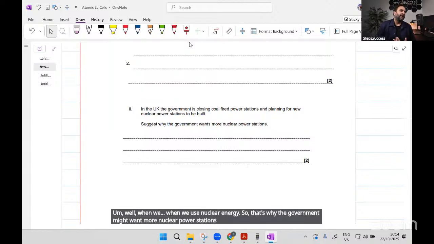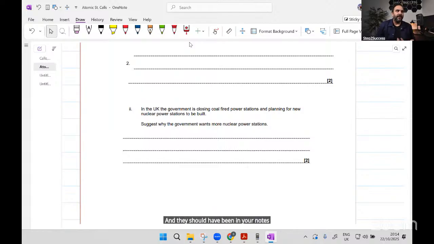Essentially, the question is, and there should have been in your notes, the advantages of nuclear energy. We produce loads and loads of energy from nuclear, and it doesn't emit any harmful gases. It has its disadvantages, but this question is about its advantages.